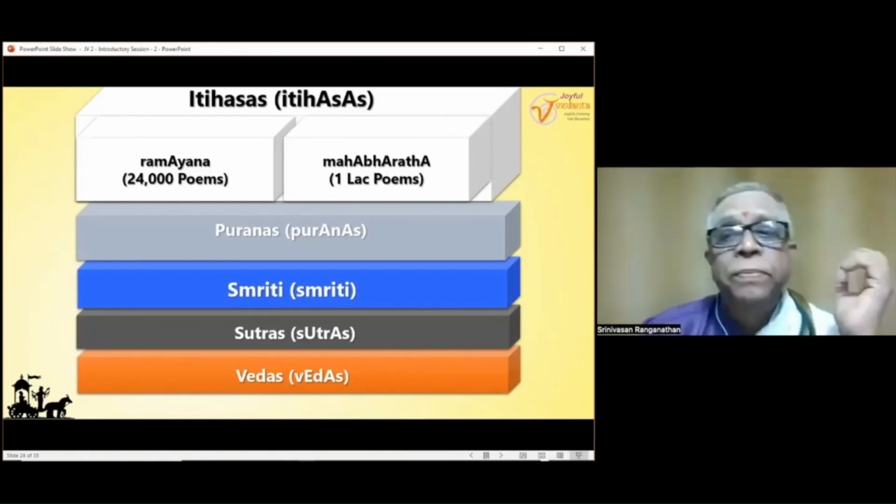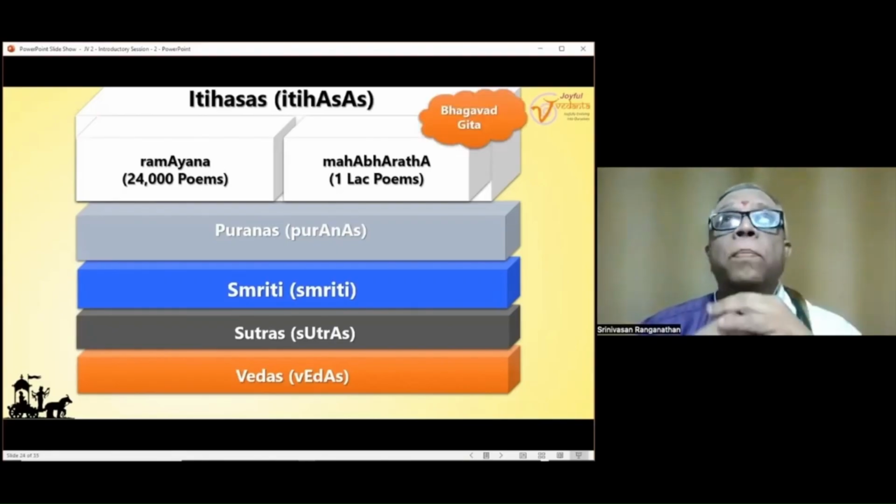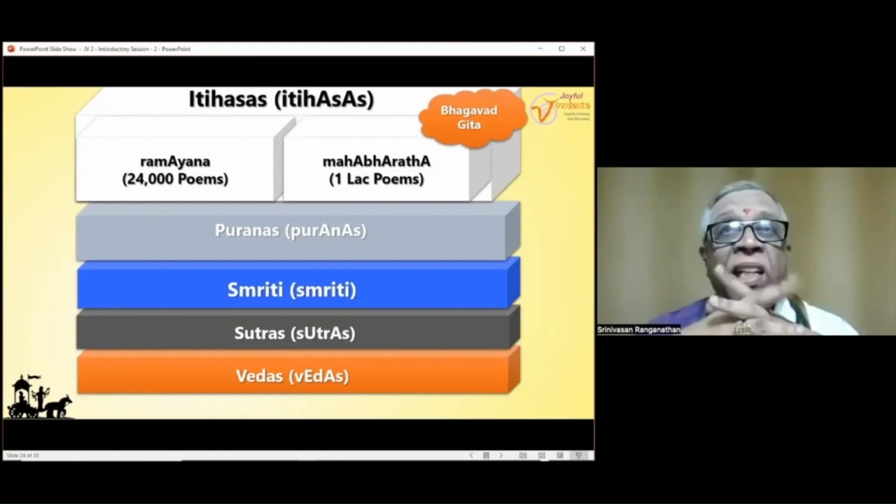Now, Bhagavad Gita comes at the end of Mahabharata. It is like Krishna talking to Arjuna. But even though it's Krishna who is talking to Arjuna, it is actually authored by Vedavyasa. So it's authored by the person. In fact, the entire Bhagavad Gita has been authored.